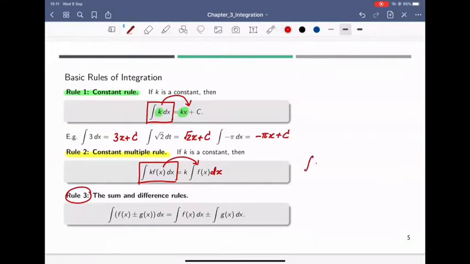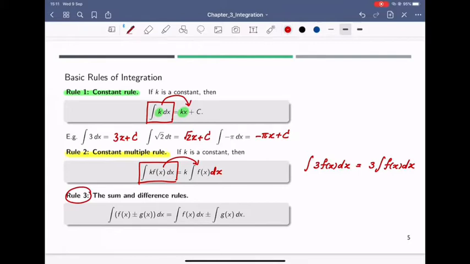The same thing when I have a constant times the function f. If I want to integrate 3 times f(x) dx, I don't have to be worried about the number 3 here. I can pull out the number 3 here, so I get 3 times the integral of f(x) dx. That is how the constant rule, constant multiple rule, and the sum and difference rule work.